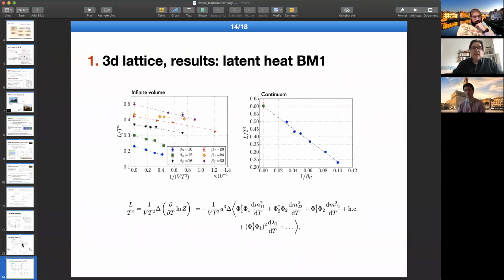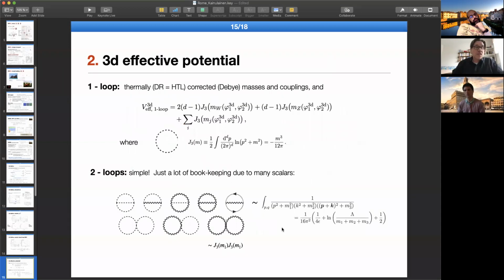Similar thing for the latent heat: for benchmark model 1, we get a very good estimate. I won't explain this, because the latent heat can be measured from the lattice, again, by measuring these bilinears. Okay, now my timer says that I have to finish.